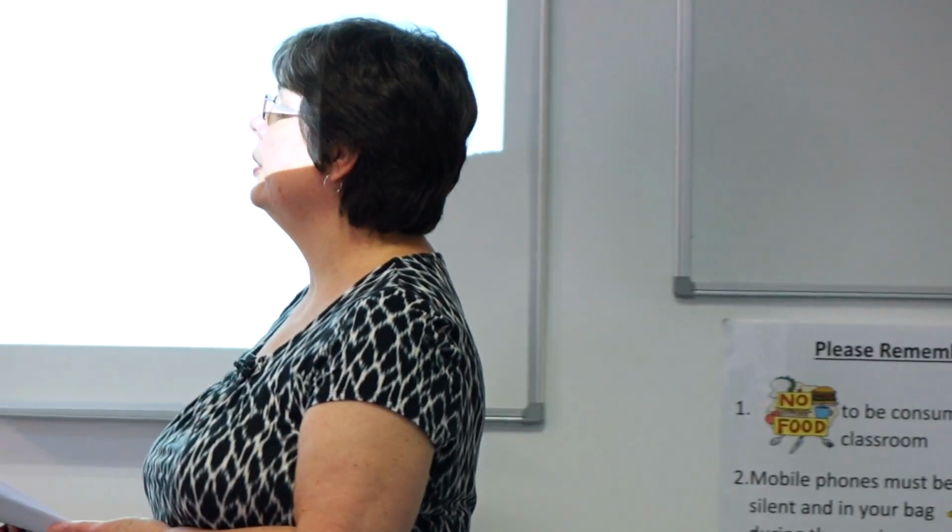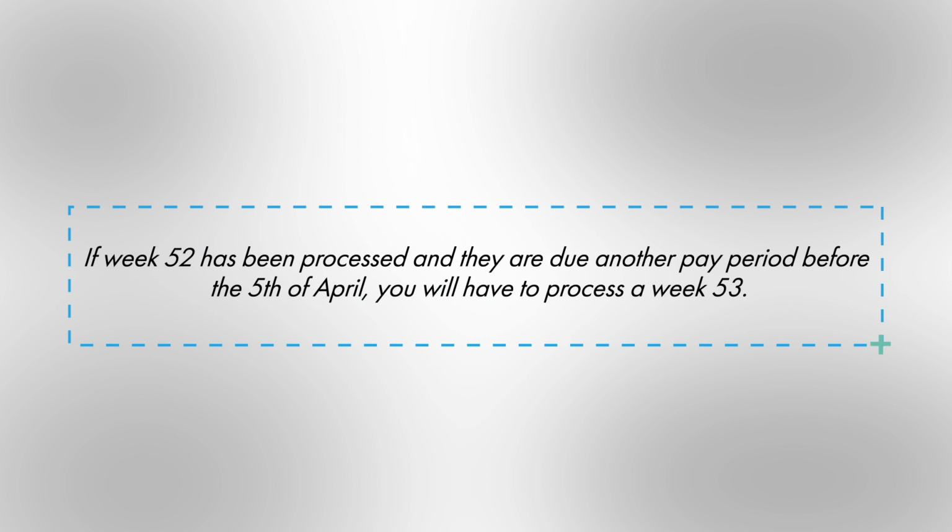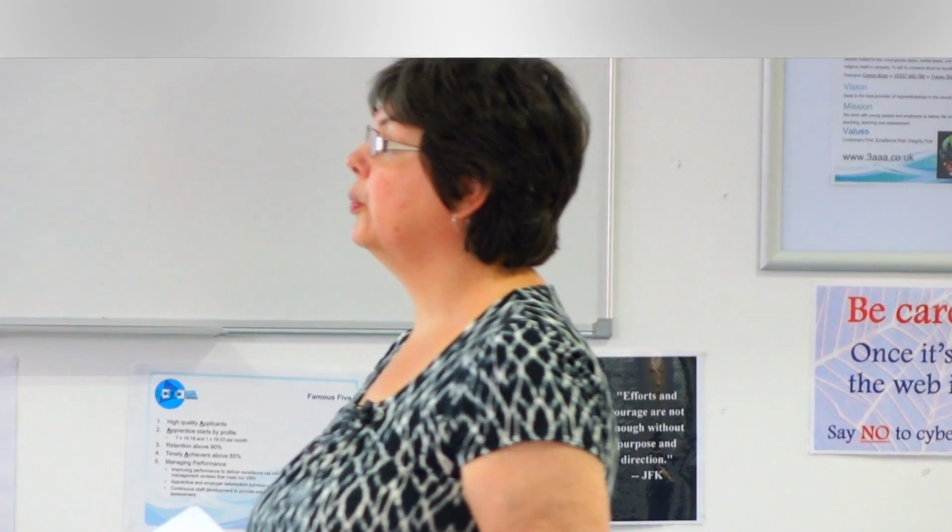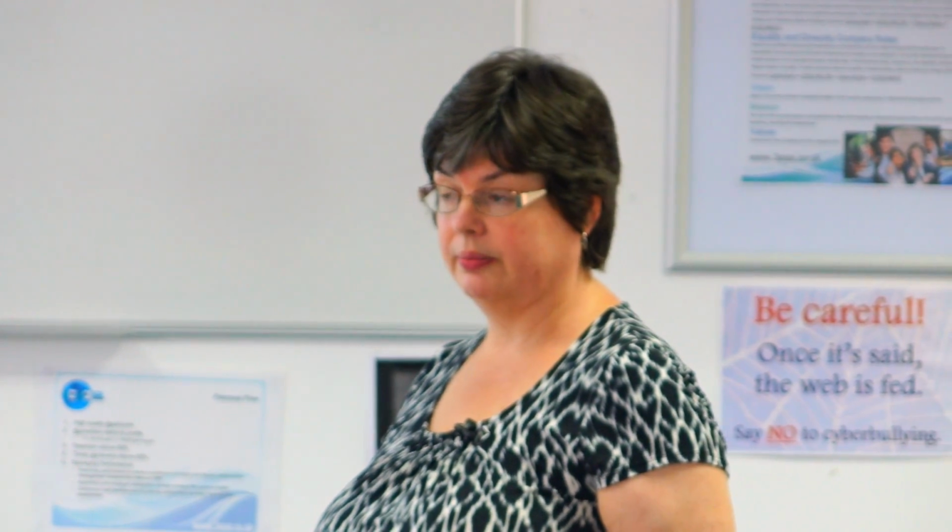So with the weekly paid ones, the weekly, fortnightly and lunar, you could potentially have another pay period in a year, depending on how their pay date falls at the end of the tax year. So if you've already processed week 52 and they're due to have another pay period before the 5th of April, you would then process a week 53. And the same with fortnightly, that would be week 54. And lunar would be week 56.